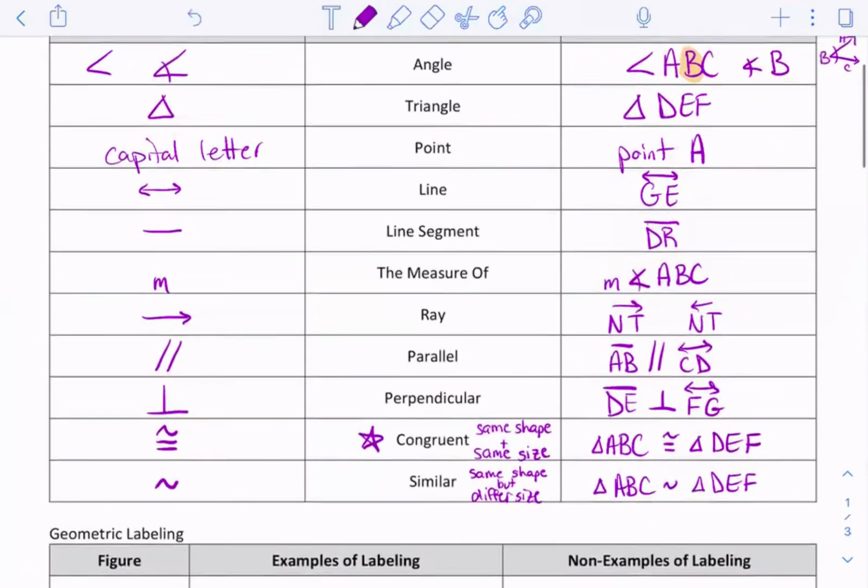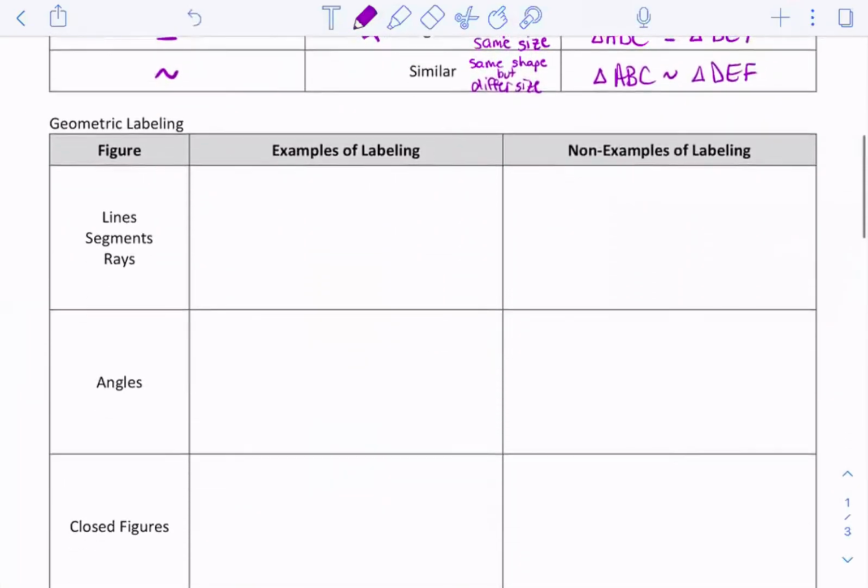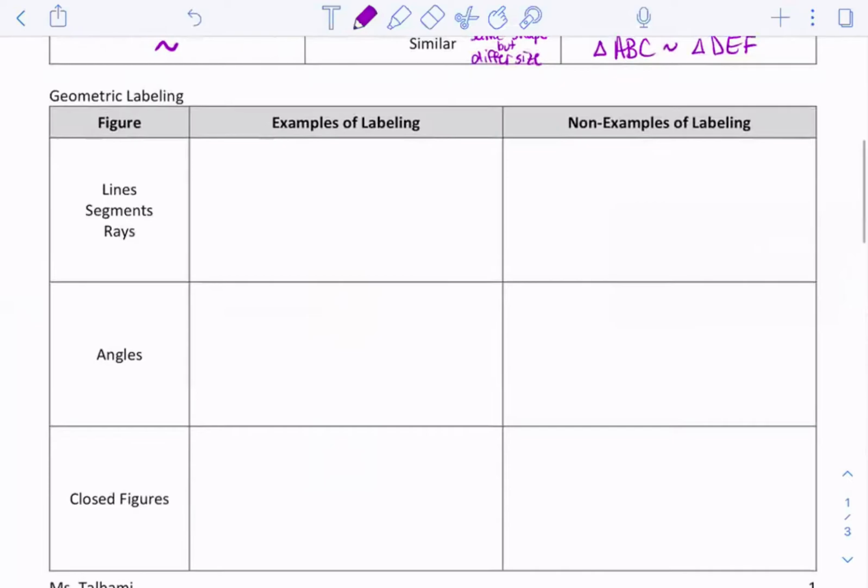So really, that's just a rundown. Pause wherever you need to review, or if you want to copy any of this down. But this is just quick. Just know the difference between a line, a segment that starts and ends at points, and a ray that starts at a point but goes on forever in one direction.